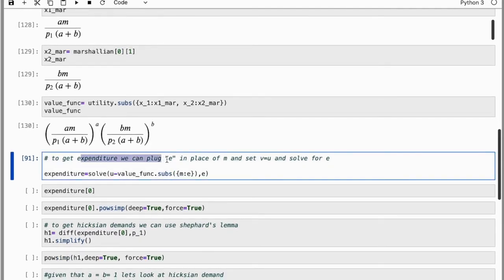We can get the expenditure function by just plugging in e in place of m here, setting this equal to u, and then solving for e. So that is what I'm doing. I'm saying that expenditure is equal to the solution of u minus the value function, where I'm substituting e in the place of m, and I'm solving for e. So this will give me the expenditure function.